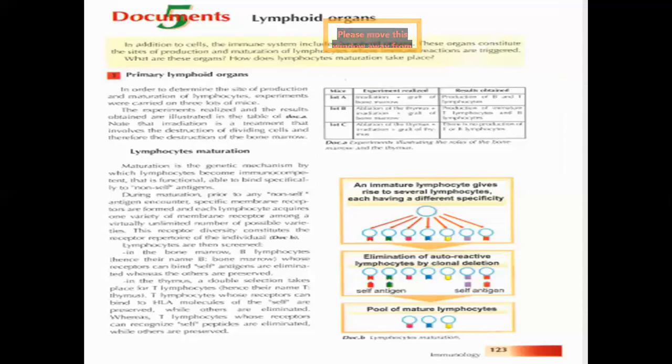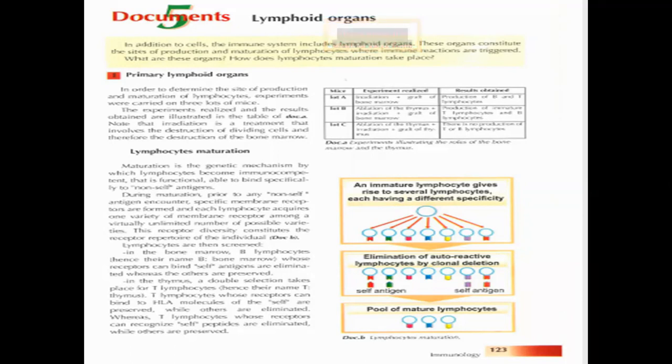So here, the lymphocytes are then screened in the bone marrow. B lymphocytes, that's why they are named B, because of the bone marrow. They bind to self antigens. Whenever they bind to self antigens, they are eliminated. So whenever the B lymphocytes bind to the self antigen, my body will cause their elimination. It kills them and gets rid of them, because they would kill my cells. So whenever they bind to any self antigen, they will be eliminated here.